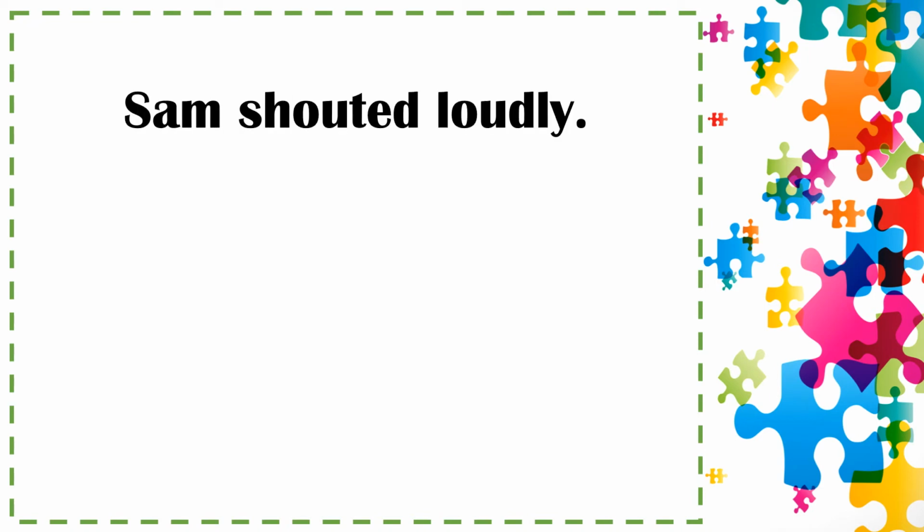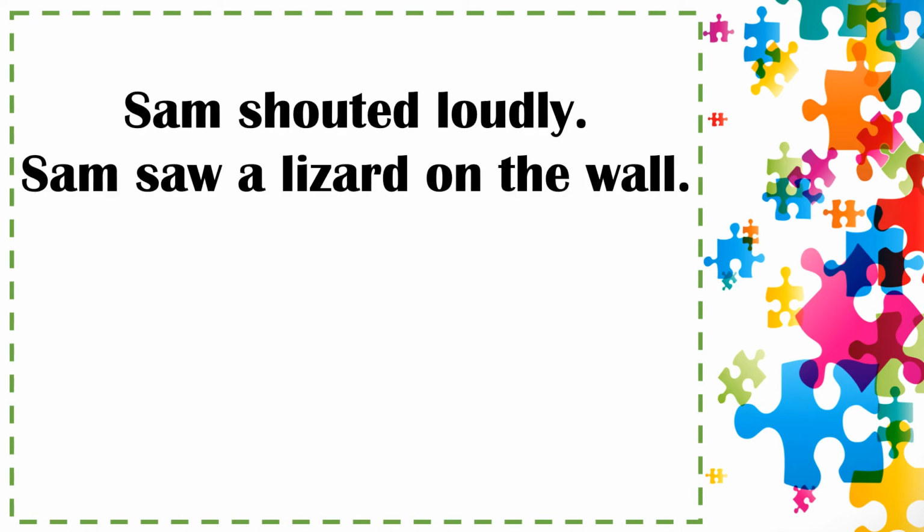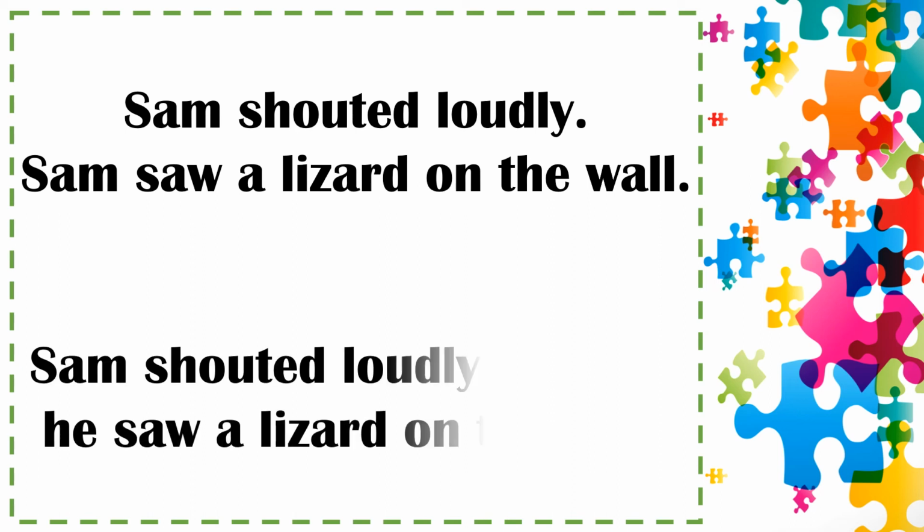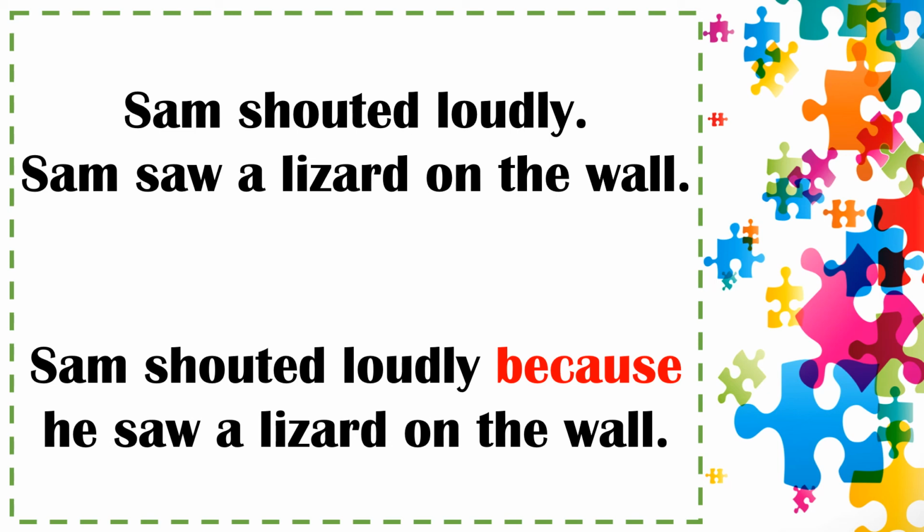Sam shouted loudly. Sam saw a lizard on the wall. Now here, if you will read these two sentences carefully, the first part of the sentence talks about the action Sam did. And the second part of the sentence talks about the reason why he did that action. So, if we have to join these two sentences, then we will use the conjunction because and rewrite the sentence as Sam shouted loudly because he saw a lizard on the wall.